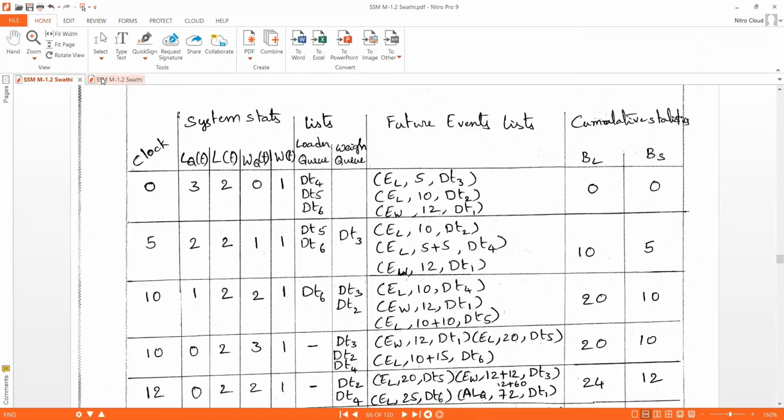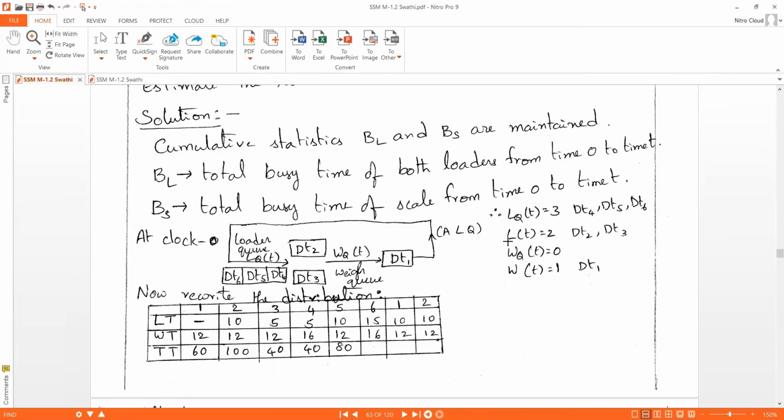We'll write it as it is. LQ of t is 3. L of t is 2. Two trucks at the loader, that is DT2 and DT3.